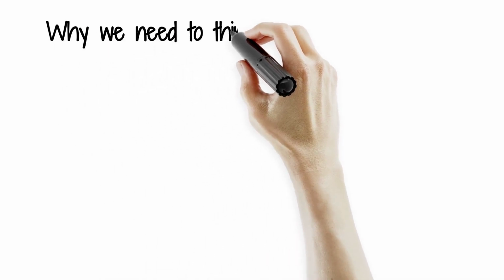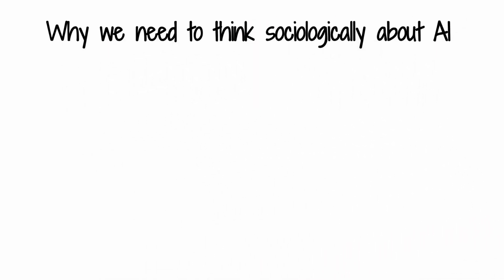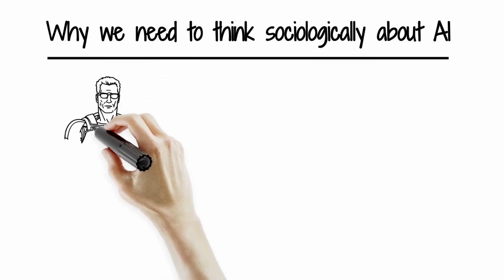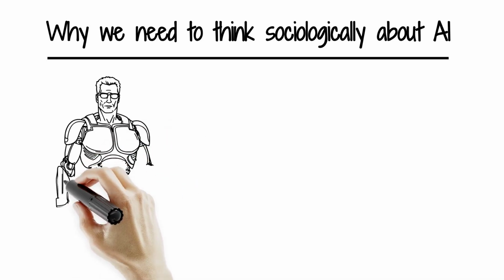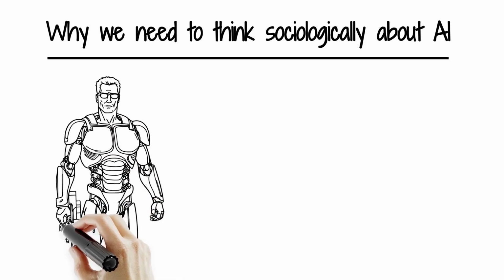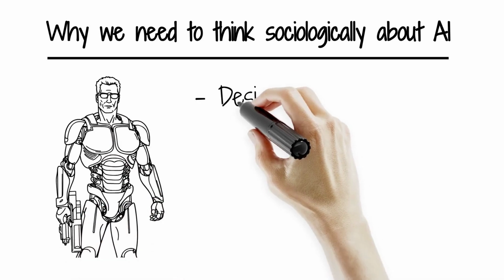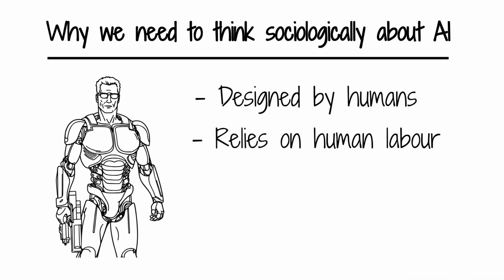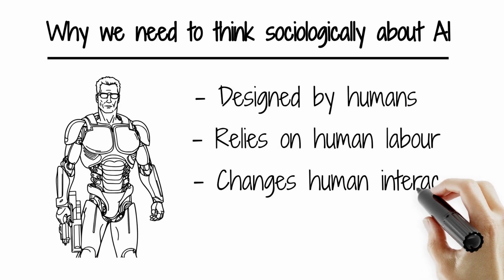By definition, artificial intelligence is something we think of as autonomous, acting in the world on its own volition. Yet in reality, AI is deeply embedded and dependent on the social world of human beings. AI technologies are designed by humans, rely on human labour, and are beginning to radically change the way humans interact with technology and each other on a daily basis.